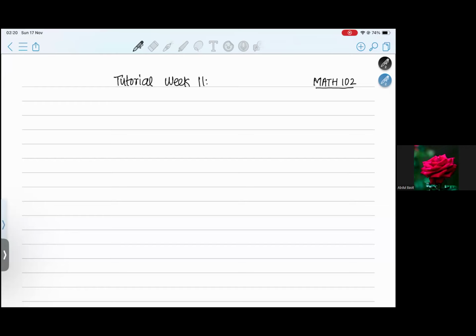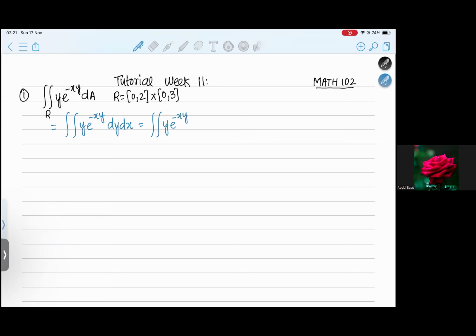The first question is: evaluate the double integral of y e to the power minus xy dA in the region R, where R is the region from 0 to 2 times 0 to 3. I can write this integral in two ways. The first is if I compute the integral with respect to y first and then with respect to x, and the other is if I compute the integral with respect to x first and then with respect to y.